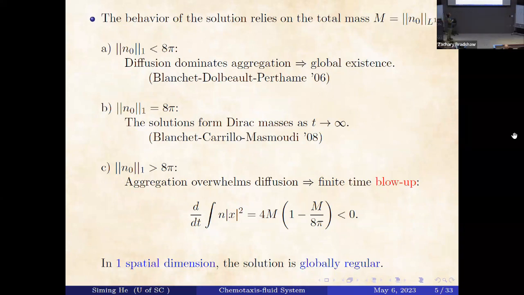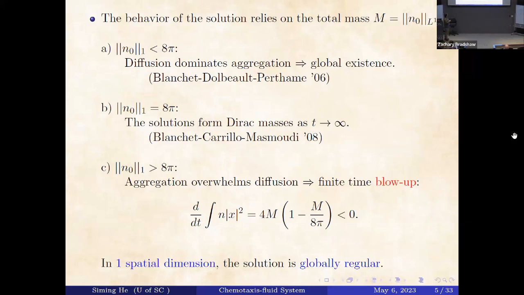If you don't have enough cells, if the total mass is less than 8π, your solution will be globally regular. Everything will be smooth, and it behaves like a modified heat equation. If the total population is exactly equal to 8π, you are going to form a Dirac mass as time goes to infinity.